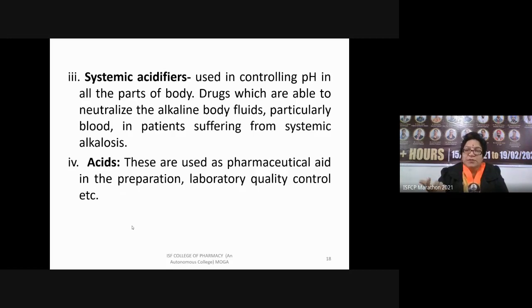See, one term is acid, the other term is the base or alkali. So if in the blood, in the system, alkali is more, then how will you neutralize that alkali in the body? With acid. So the person who is suffering from alkalosis will be given the drug that is acidifier. And fourth is the acids. They are used as pharmaceutical aid in the preparation, laboratory, quality control, etc.